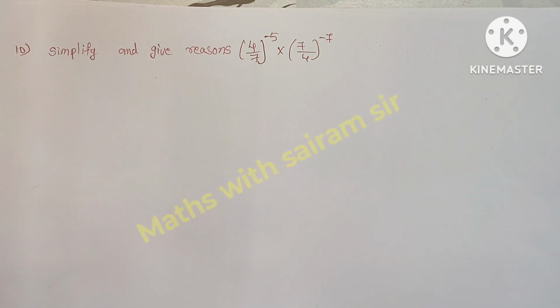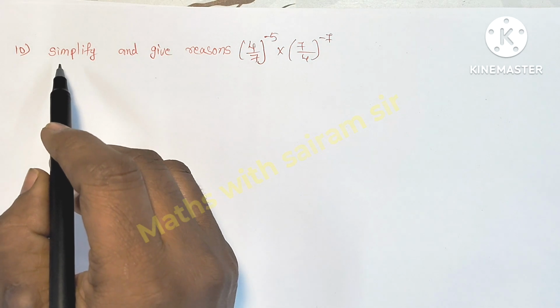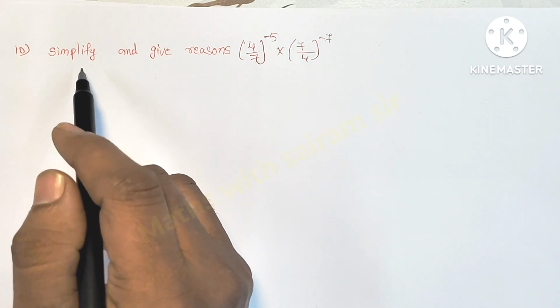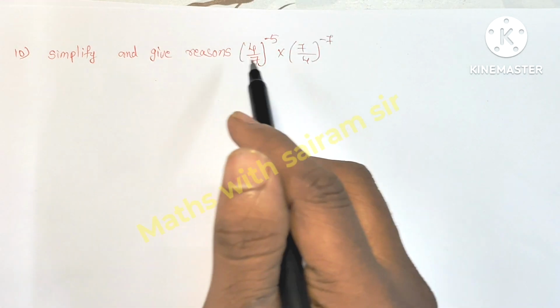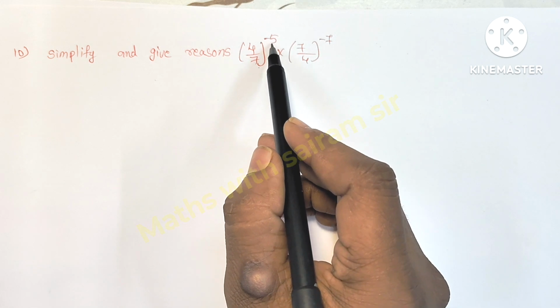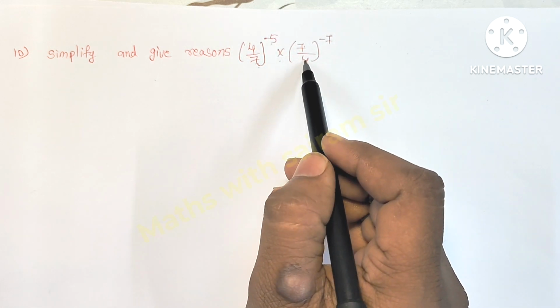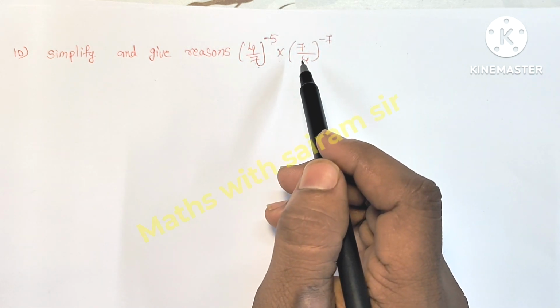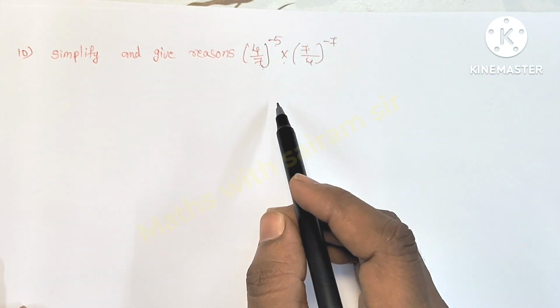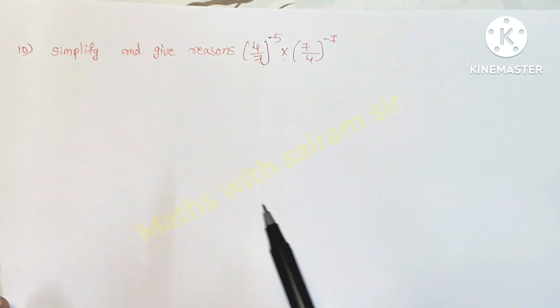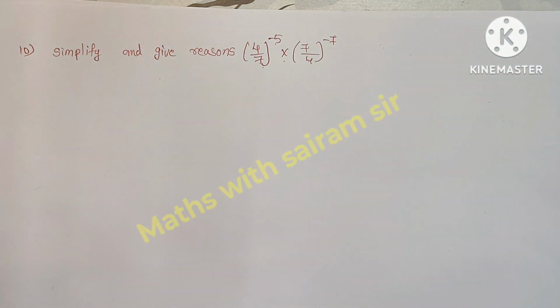Now we are going to discuss the last problem from exercise 4.1. Let us observe the question. Simplify and give the reasons: (4/7) to the power of minus 5 into (7/4) to the power of minus 7. Here we need to find the value of this by simplification.